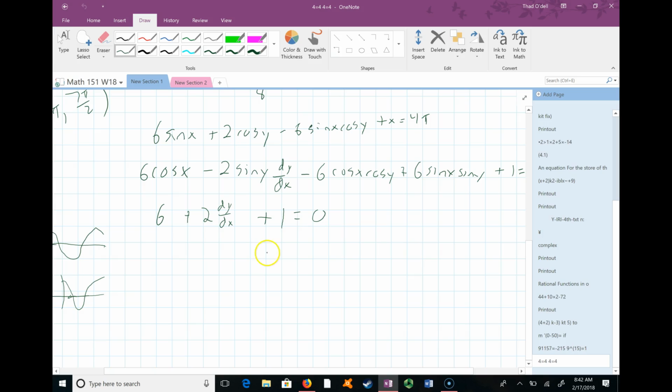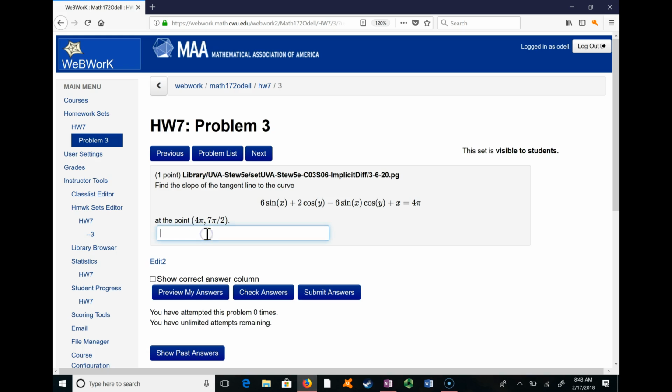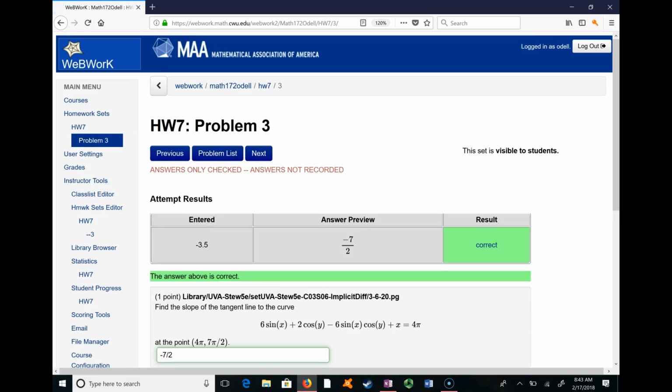So what it comes down to is we have 2 dy dx equal to negative 7, which means dy dx, when evaluated at that point, is equal to negative 7 halves. Let's check that. There you go.